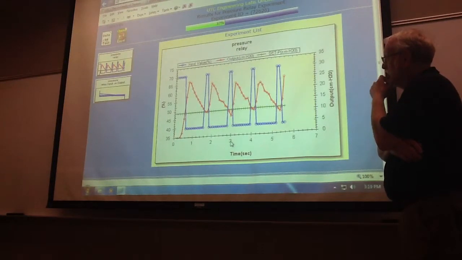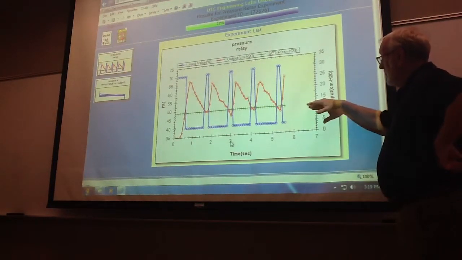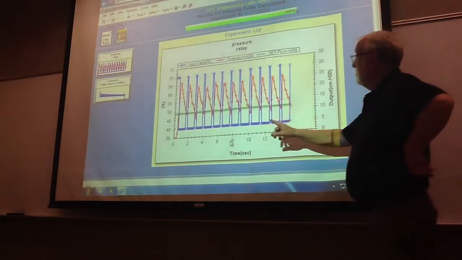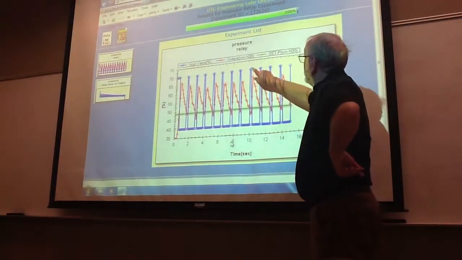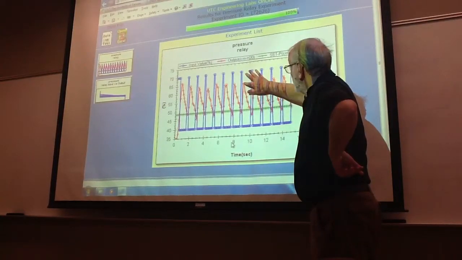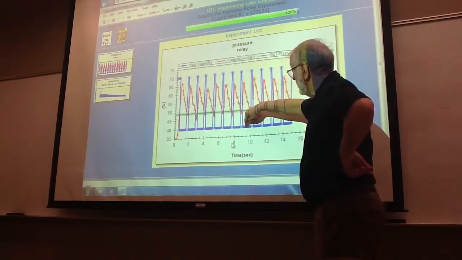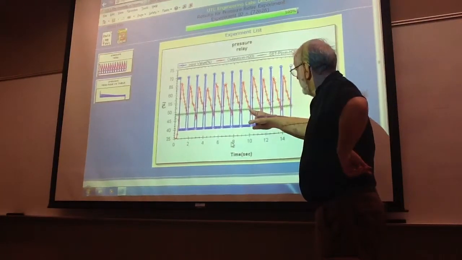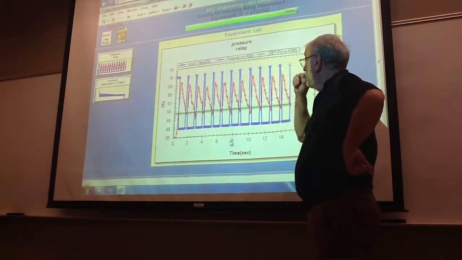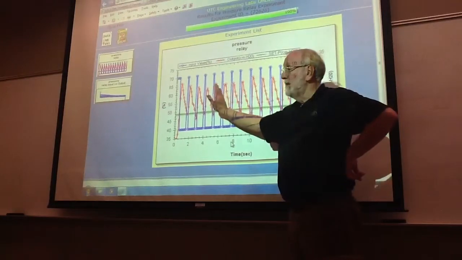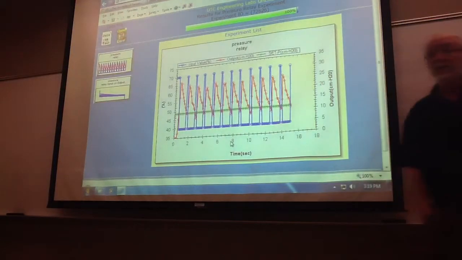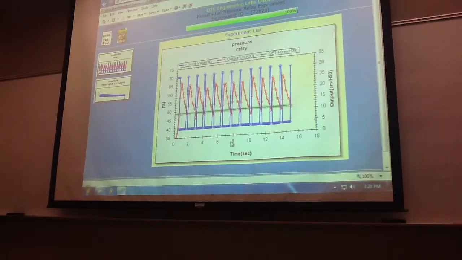That's what I want. 12 is the set point. When the output, which is the red, is above the set point, the input drops down to the floor. And when it's below the set point, the input jumps up to the ceiling. And analyzing this graph will allow you to get the gain, the dead time, and the tau for the system.